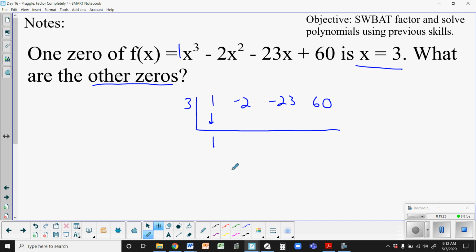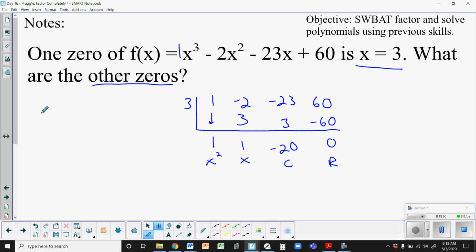And then what do we do next? We multiply. And then what do we do? That's right, we add. And then what do we do? We multiply. So we get negative 20. And then 3 times negative 20, negative 60. All right, great. We got our 0 for our remainder. So remainder 0, quotient x squared.